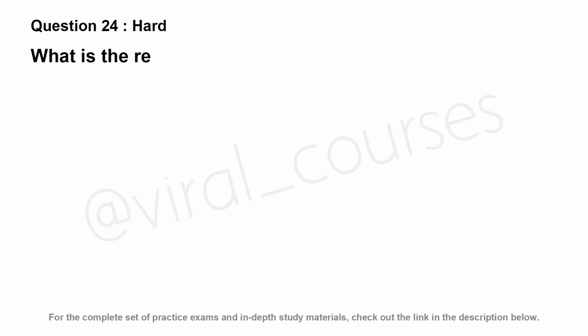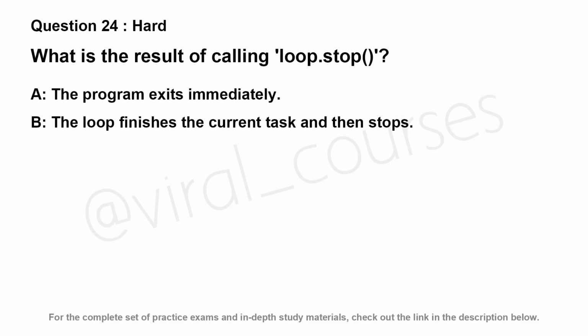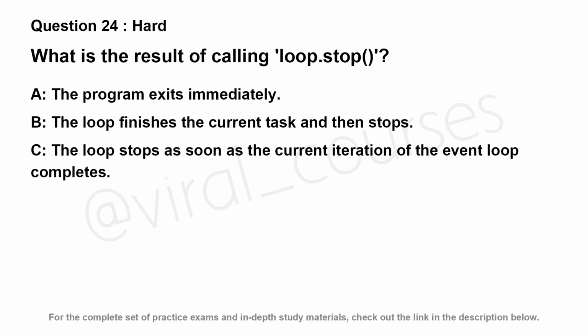What is the result of calling loop.stop? Option A. The program exits immediately. Option B. The loop finishes the current task and then stops. Option C. The loop stops as soon as the current iteration of the event loop completes. Option D. All tasks are cancelled automatically.